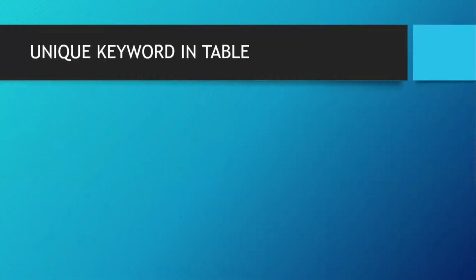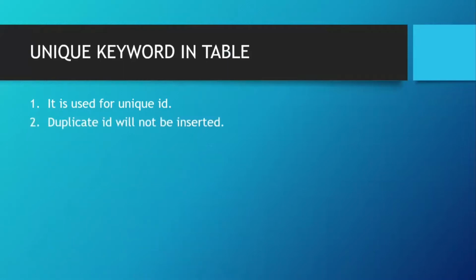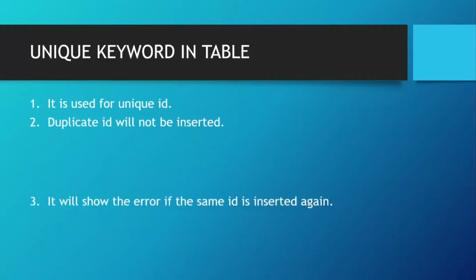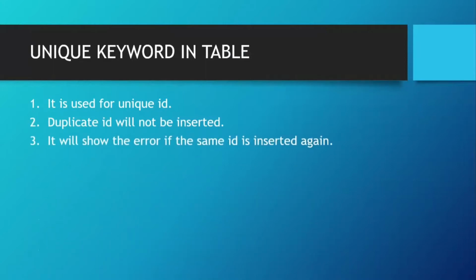Okay. So the unique keyword is used for a unique ID, and we cannot insert a duplicate ID if we have used the unique keyword on the ID. A duplicate ID will not be inserted, and it will show an error if the same ID is inserted again. If we make a column unique, then the same ID will not be inserted again and again. It will show the error. We will see that in SQL, how to use that in a table. So let's see.